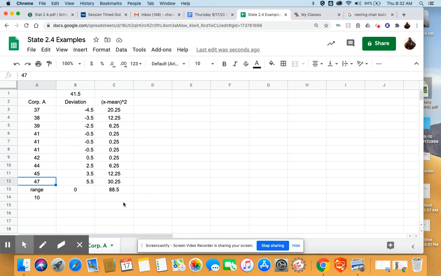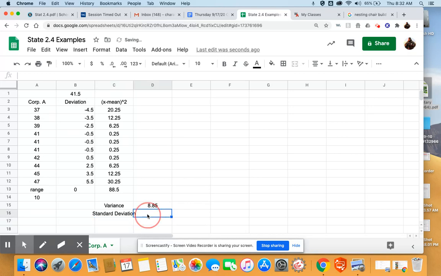So we're going to come down here and we're going to call this, this would be called our variance. And that's going to be equal to this number divided by the 10 that we just found. And now we want to find standard deviation.